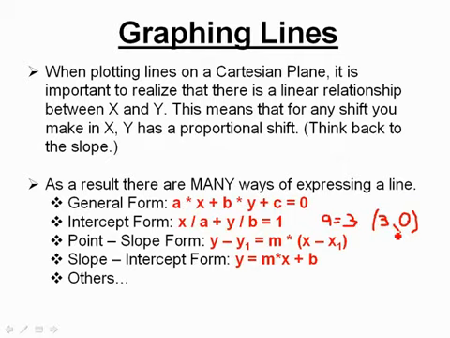Exactly. The point-slope form lets you draw a line if you know a point and the slope of the line. So, for instance, x1 comma y1 would be a point in space. It can be anything. And if you knew this point and the slope of the line, then you can draw any line in space. Don't worry if this is very confusing right now. In the coming slides, we'll be showing you examples of how to graph using each of these methods.